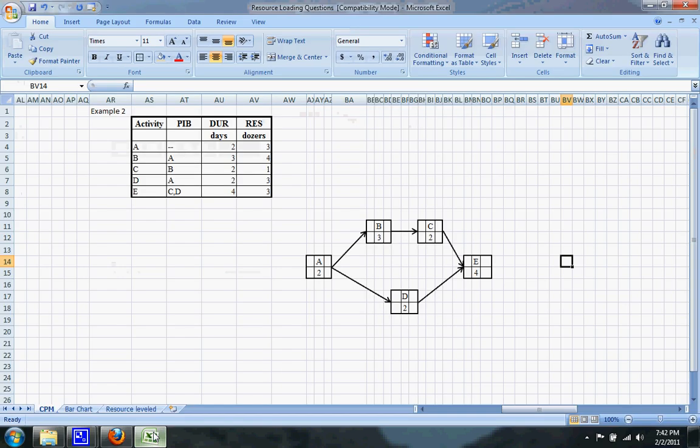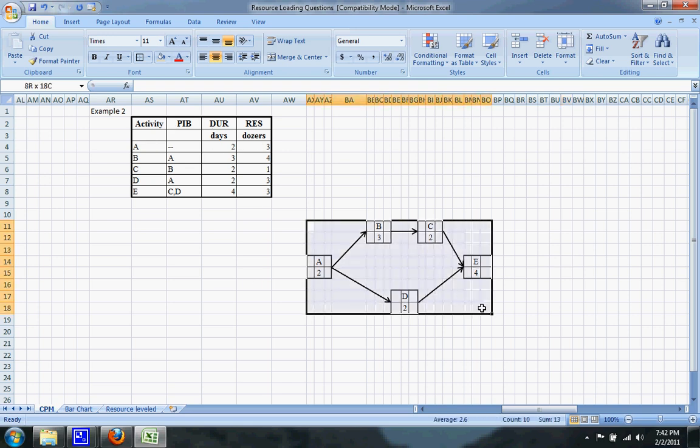So right now I'm going to show you how to do a resource leveling question. Right here is our setup. It gives activity, duration, resources, and I set up a CPM diagram right here.